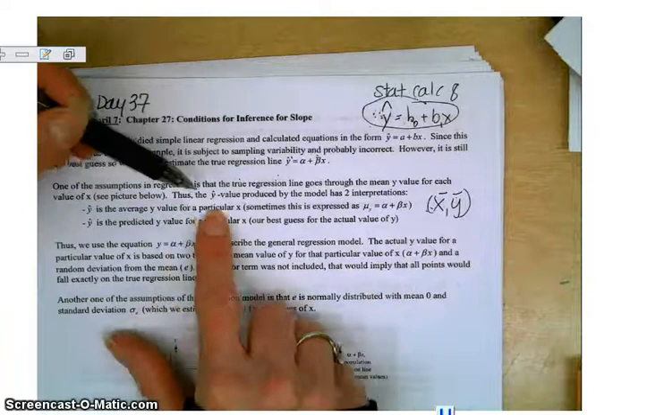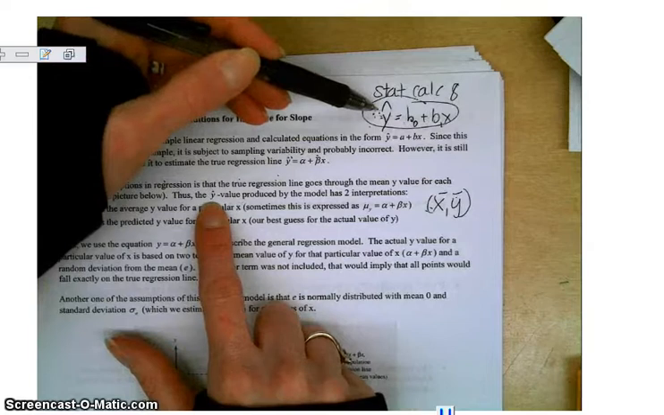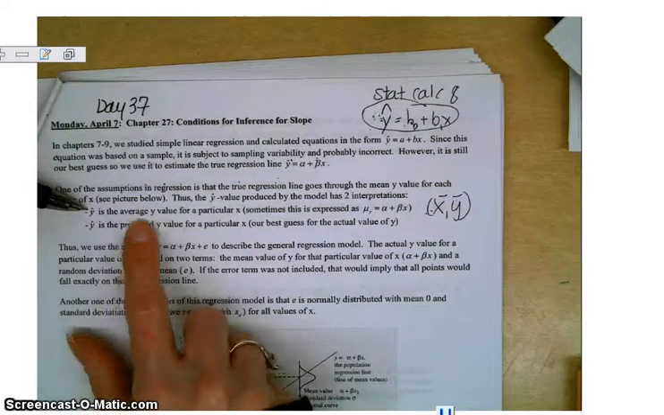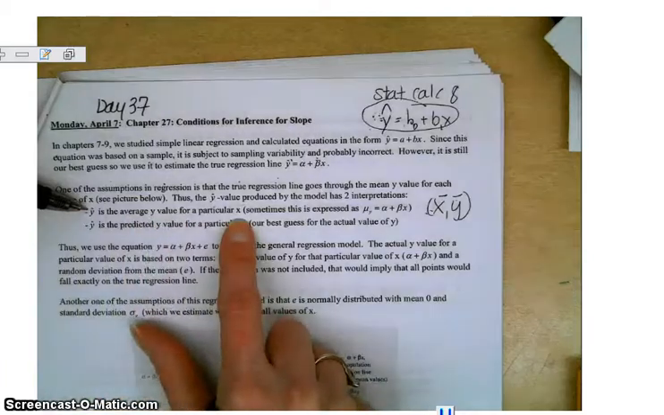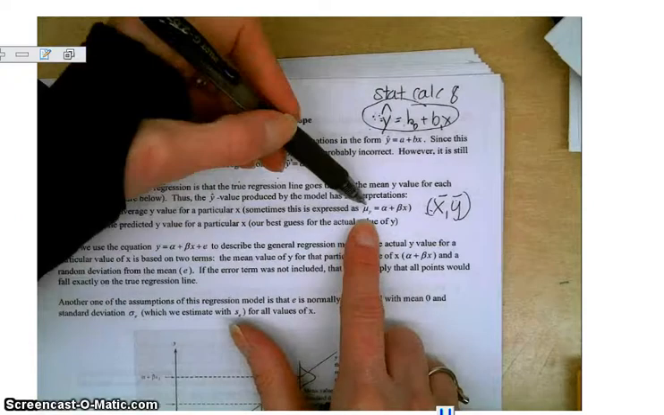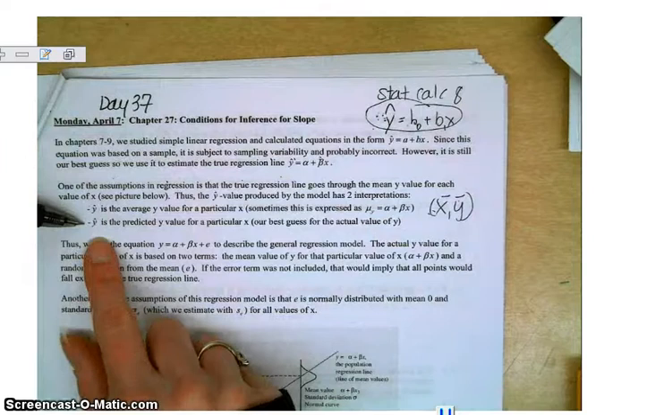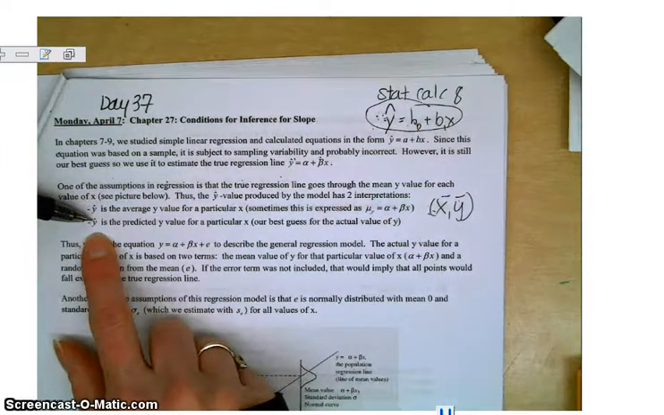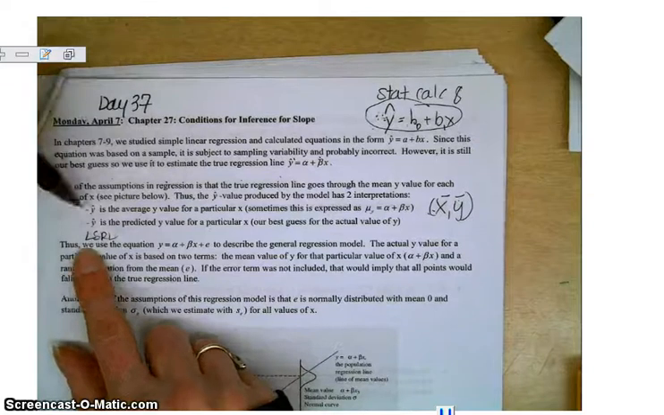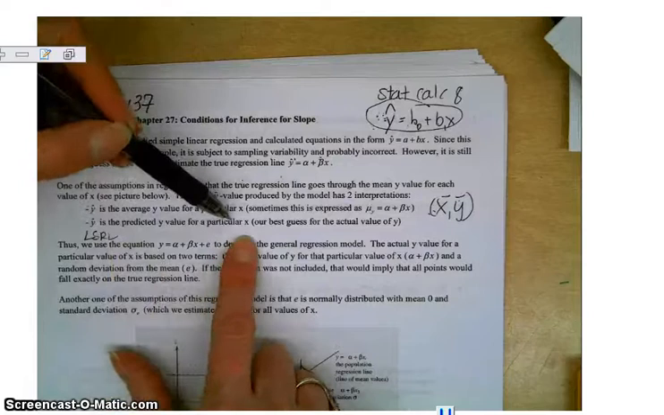Okay, so the y hat value, the value you get on the least squares regression line produced by the model, has 2 interpretations. Y hat is the average y value for a particular x value. So sometimes you could write the regression equation as the mean of the y's is equal to alpha plus beta x. Another interpretation is that the y hats, the predicted y's on the least squares regression line, are the predicted y value for one particular value of x.